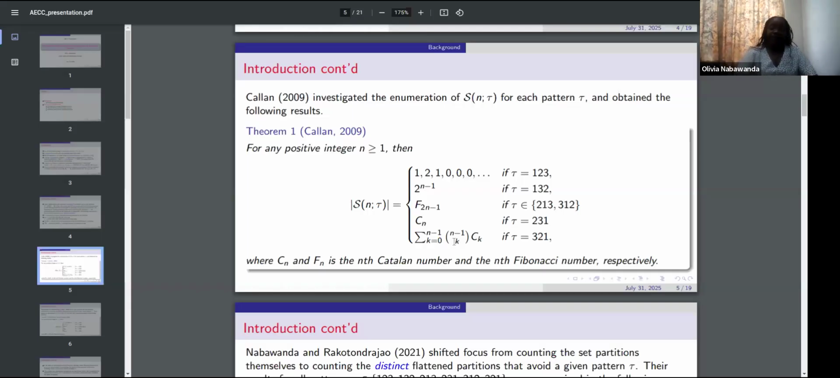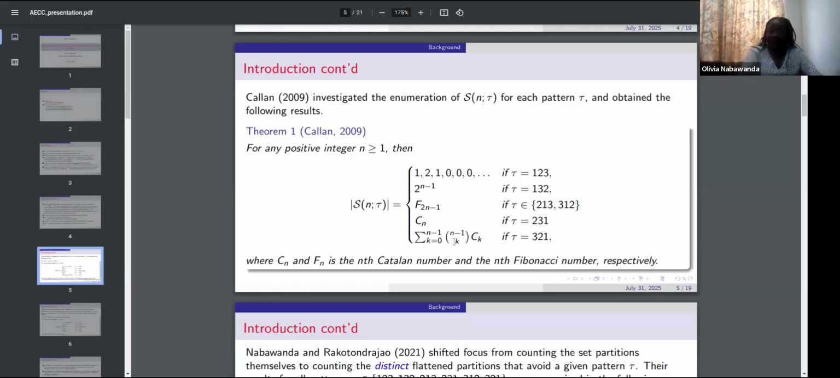Still under introduction, Mansour, in his book on Combinatorics of set partitions, under section 3.2, where he was looking at the different research directions, posed an open problem about enumerating the number of set partitions of n whose flattening avoids a pattern of length 4. This problem was addressed by Liu and Zhang, who investigated the number of set partitions whose flattening avoids those patterns of length 4.